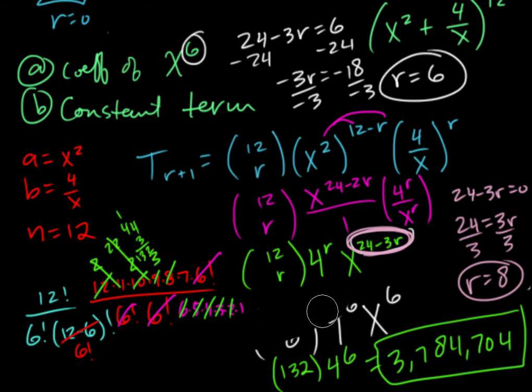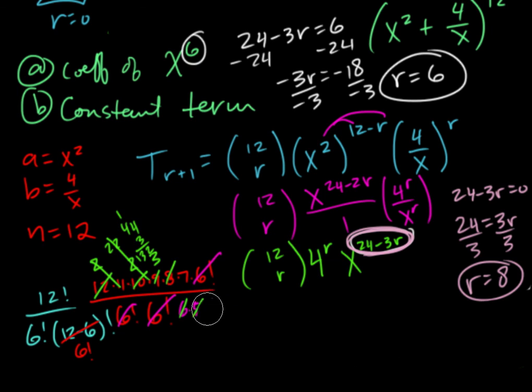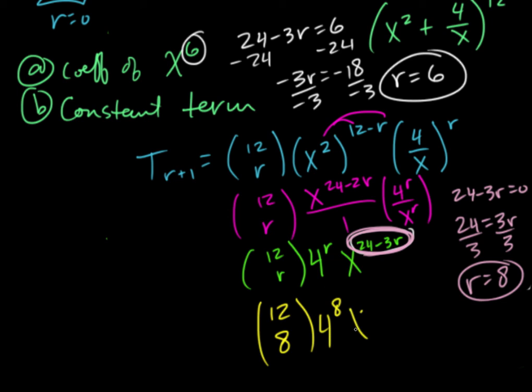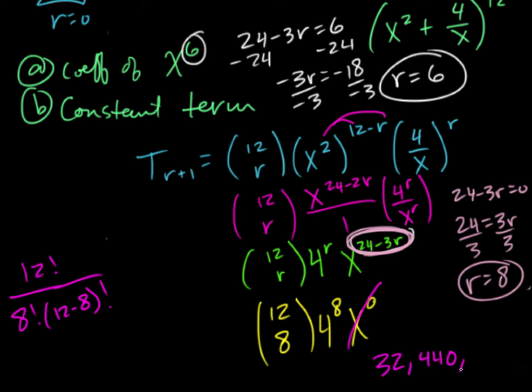And then we will go through the same process. So plugging in 8, 12 choose 8, 4 to the 8, x to the 0. So this just goes away because it's just timesing by 1. If we set up 12 factorial over 8 factorial times 12 minus 8 factorial, and we figure that out, if we take that number and multiply it by 4 to the 8, then we get this number. And that would be our constant term.